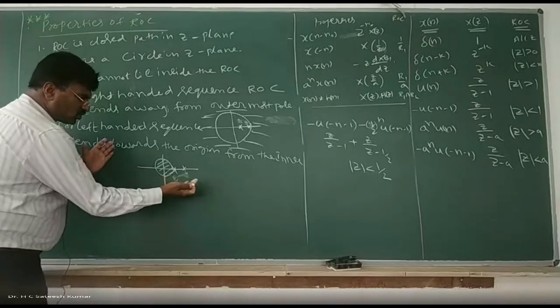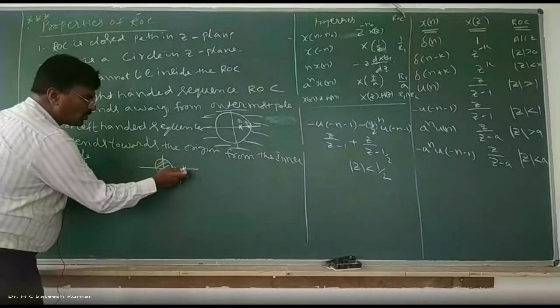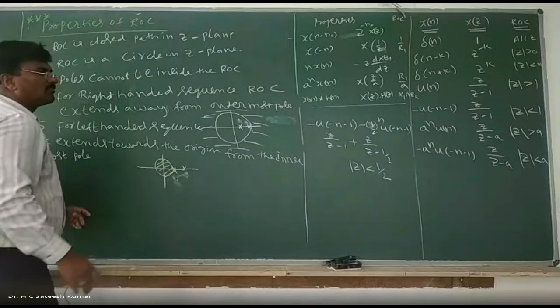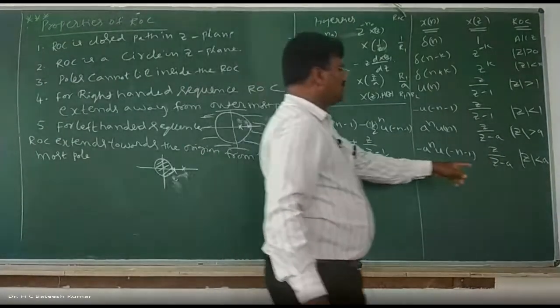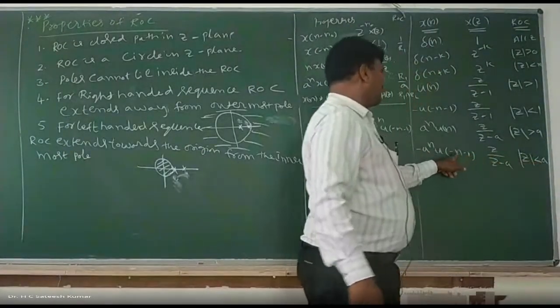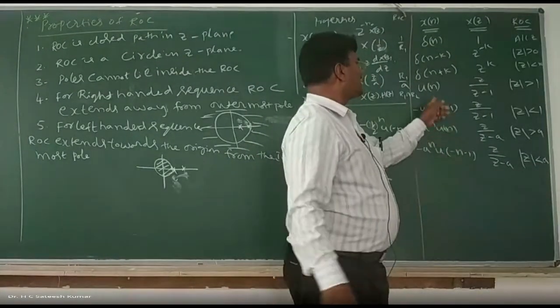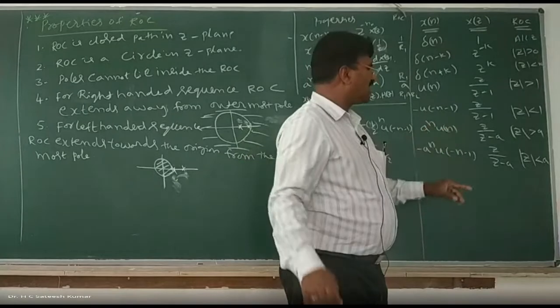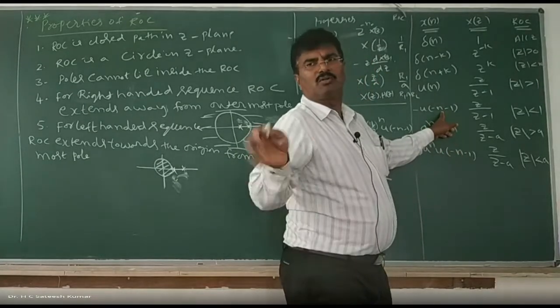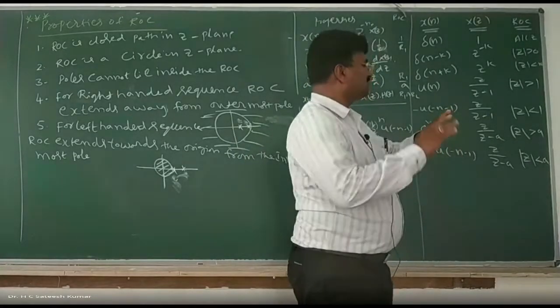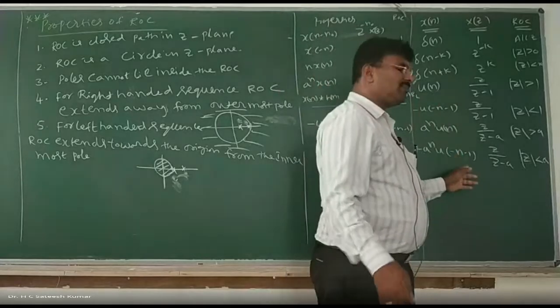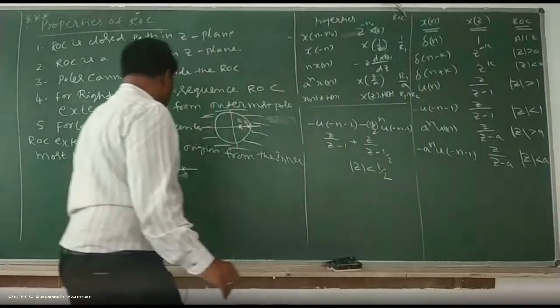ROC extends towards the origin from the innermost pole. We have two poles, innermost. That means for all less than, you check it out. Whenever you see it, if minus n is there, it means towards the origin. If plus n is there, it means extending away from the origin. So this you should always remember. Plus n means greater than. Minus n means less than. This shortcut we can easily remember.